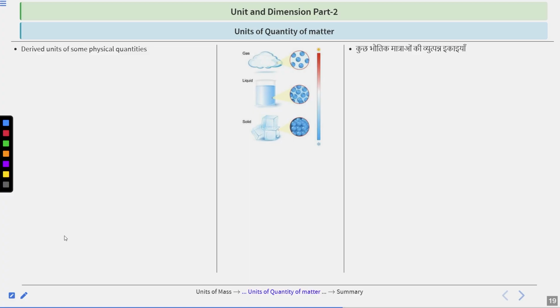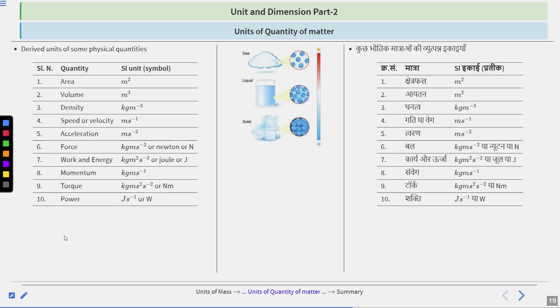Derived units of some physical quantities, if we talk about them. So, area, m square, volume, m cube, density, kg m minus 3, speed or velocity, meter second minus 1, acceleration, meter second minus 2, force, kilogram meter second minus 2 or Newton or N, work or energy, kilogram m square second minus 2 or joule or J, momentum, kilogram meter second minus 1, torque, kilogram meter square second minus 2 or N m, power, joule second minus 1 or watt.